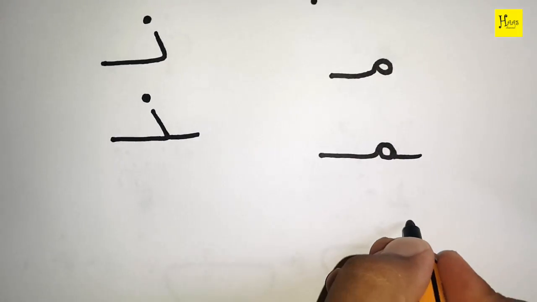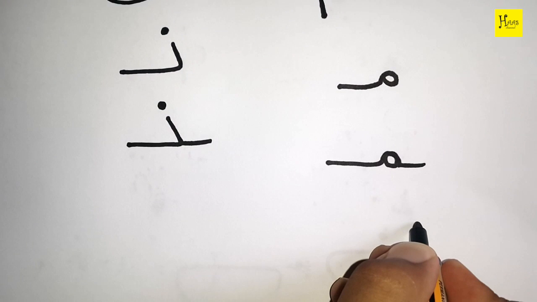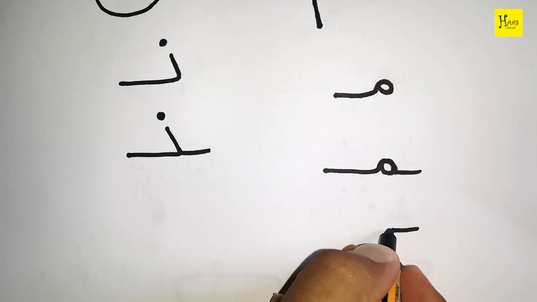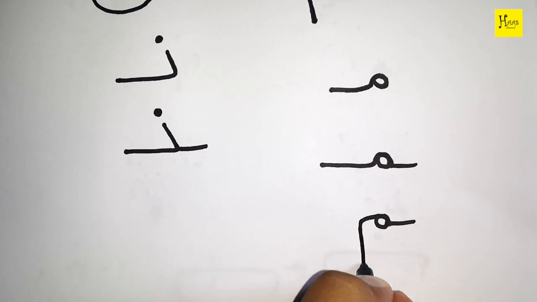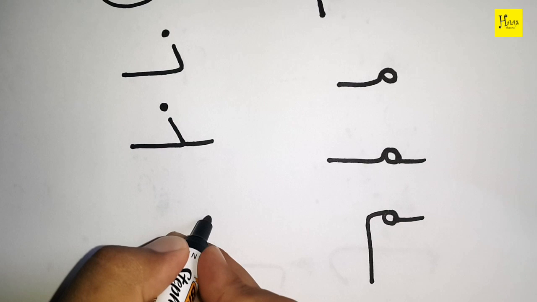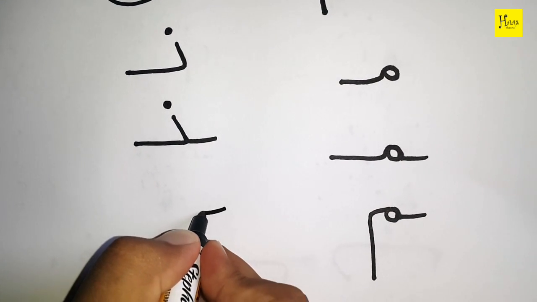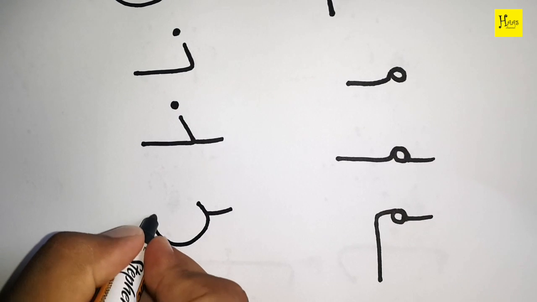And the final position for mim, the same isolated position but with the connection line. So we start with that line and then, okay, for noon we start with that connection, then we just draw the noon again.